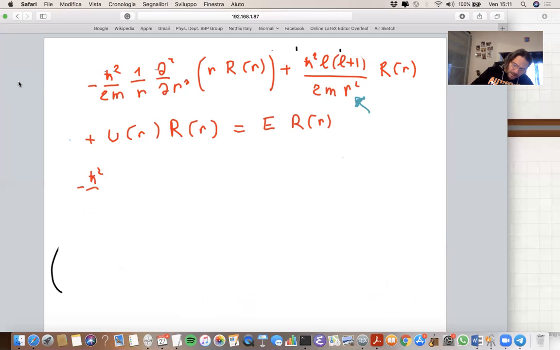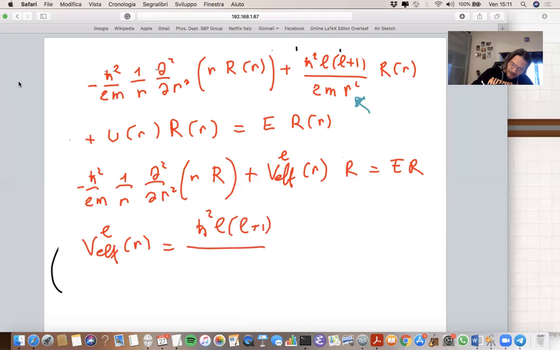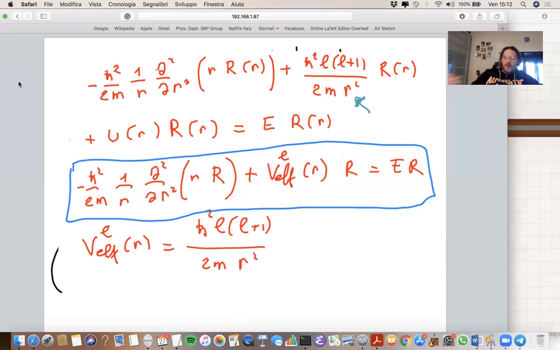Negative h bar squared divided by 2m, 1 over r, d squared by dr squared, r, plus an effective potential which depends on l, R equals E R, where the effective potential that depends on l knows about the angular momentum state of the system through this parameter, h bar squared l(l plus 1) over 2m r squared. So our goal now is going to be to solve this equation.